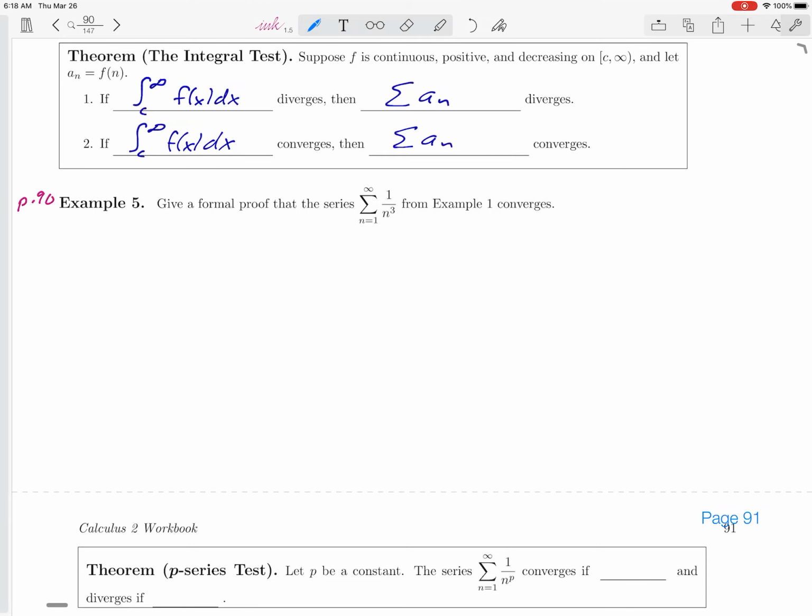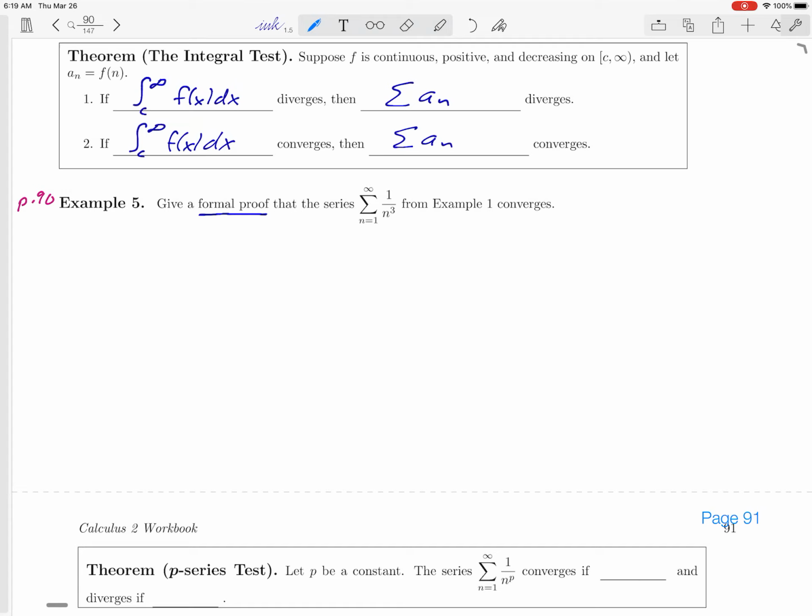We are looking at example 5 on page 90 of the workbook. Okay, and this is going to be our first example of using the integral test to determine whether or not a series converges. So let's read this together. They're asking us to give a formal proof that the series from example 1, the series 1 over n cubed, converges.